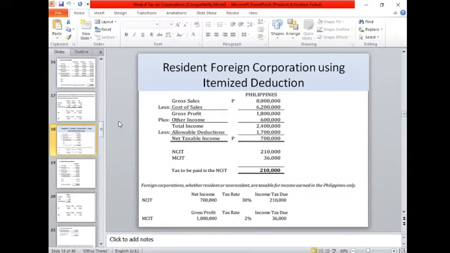After that, let us compute for the normal and minimum corporate income tax. The normal corporate income tax is 30% of 700,000, the net taxable income, that is 210,000. And the minimum corporate income tax is 2% of the gross profit, which is 1.8 million, so that is 36,000. Again, the normal corporate income tax is greater than the minimum corporate income tax. So the normal corporate income tax shall apply to pay the corporate tax to the BIR.